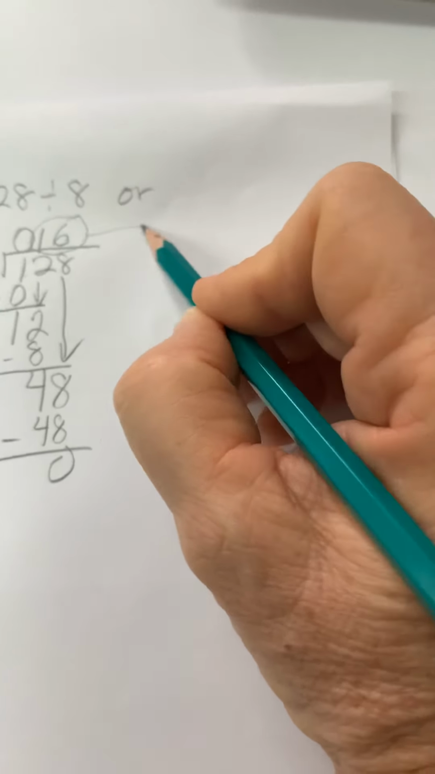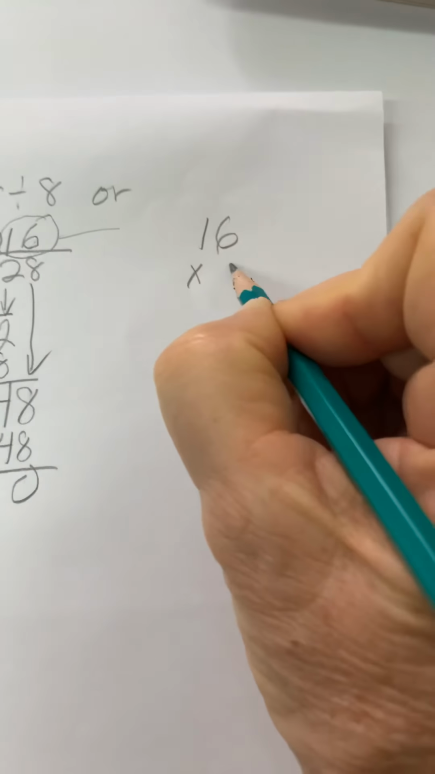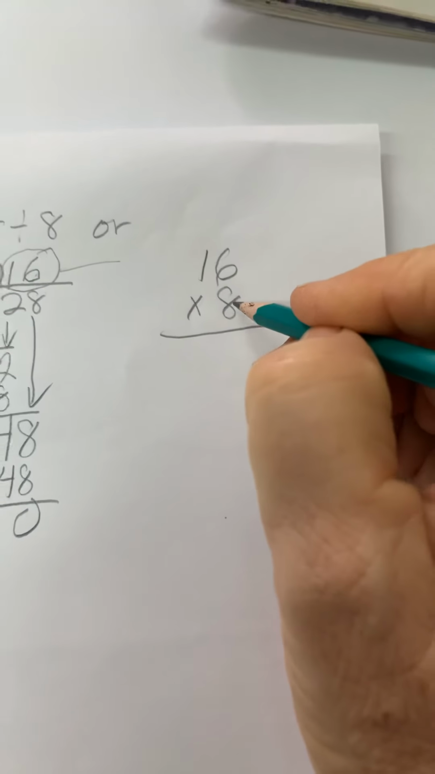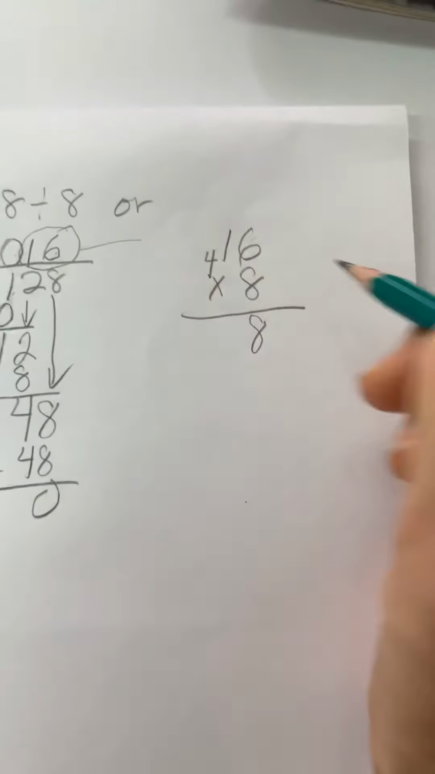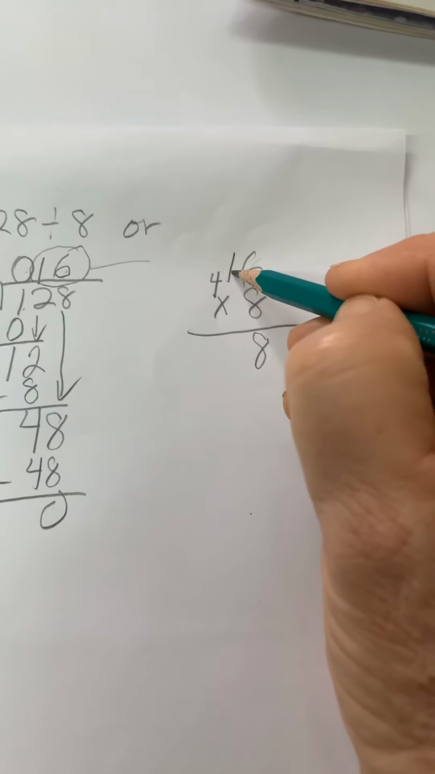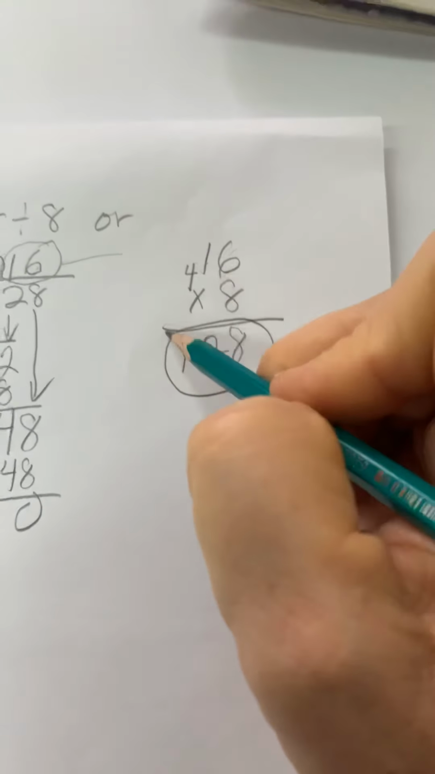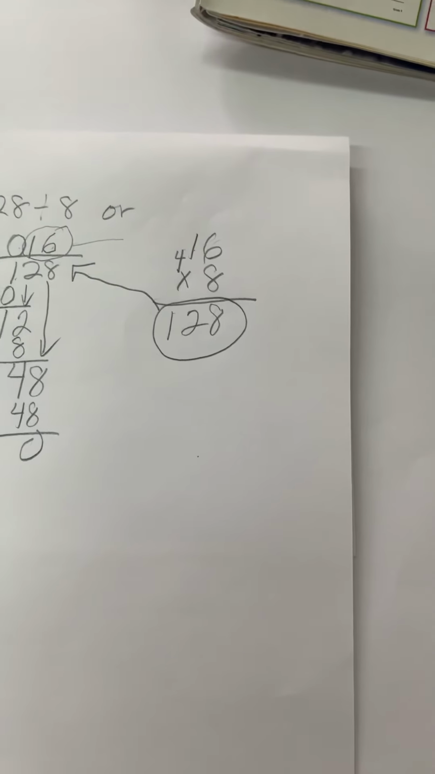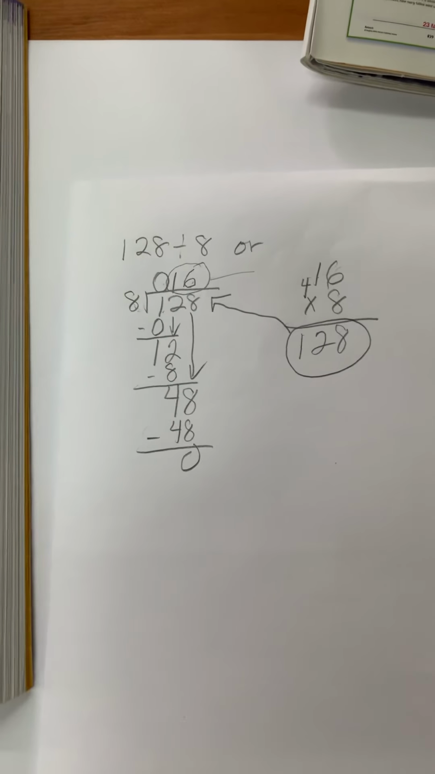So I'm going to multiply this by 8. 16 times 8. 8 times 6 is 48. I put down my 8 and regroup my 4. 8 times 1 is 8, plus 4 more is 12, so it's 128. This equals this. They are the same number. So I know I've got that right. So my answer is that I need to buy 16 packages.